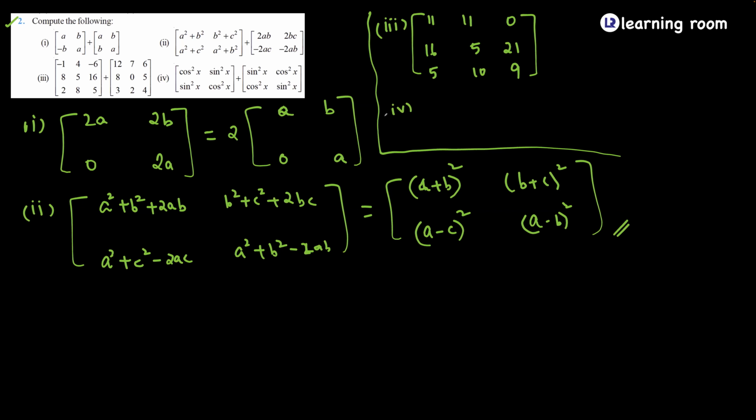Fourth one. So here, can I directly write that? Observe. It is cos square x plus sin square x, 1. Sin square x plus cos square x, 1. Sin square x plus cos square x, again 1. And cos square x plus sin square x is 1. Simple. Right? Shall I proceed?